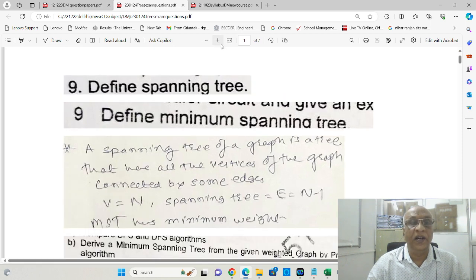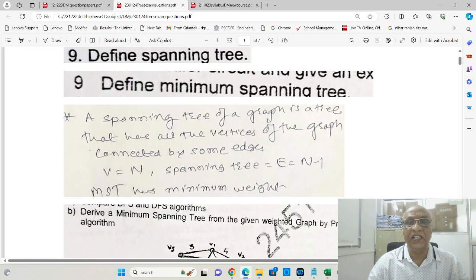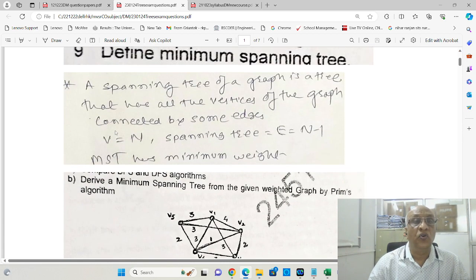So let us try to recollect what is a spanning tree. A spanning tree is a special tree in a graph such that the vertices of the graph are connected by some edges. In a spanning tree, if the number of vertices is n, the number of edges will be n minus 1. When we are designing a spanning tree, we have to ensure that it is acyclic, meaning there should not be a cycle formed. So which spanning tree will be called a minimum spanning tree? The one with the minimum weight.